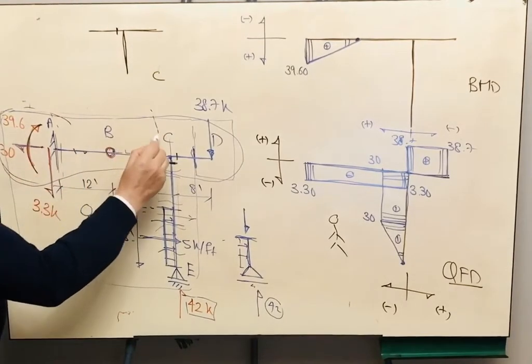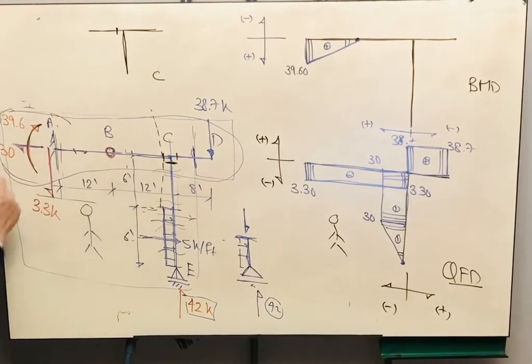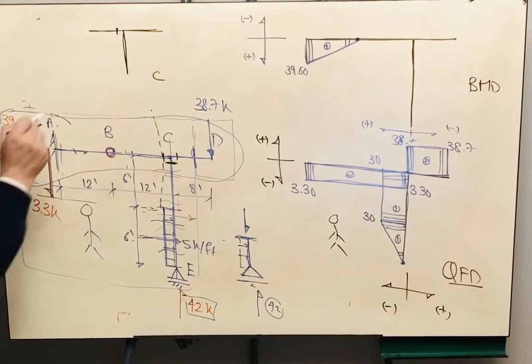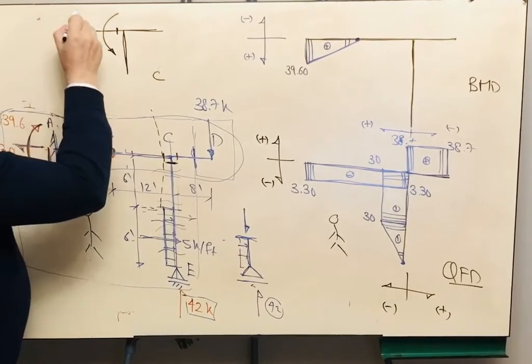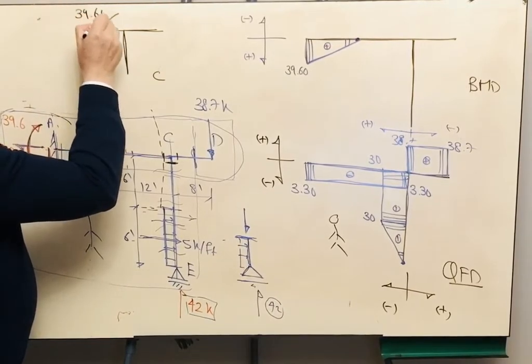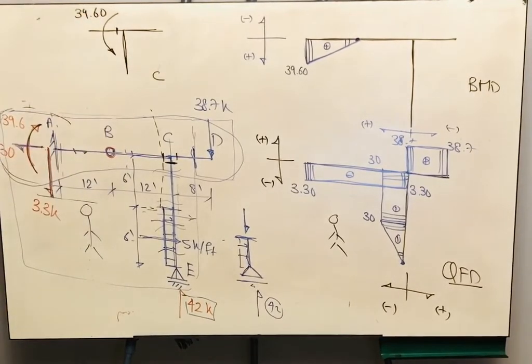We can take the left portion. I will multiply 3.3 by 24, and I'm having 39.6 opposite to it. The result here will be 39.6. How did I calculate this very fast?